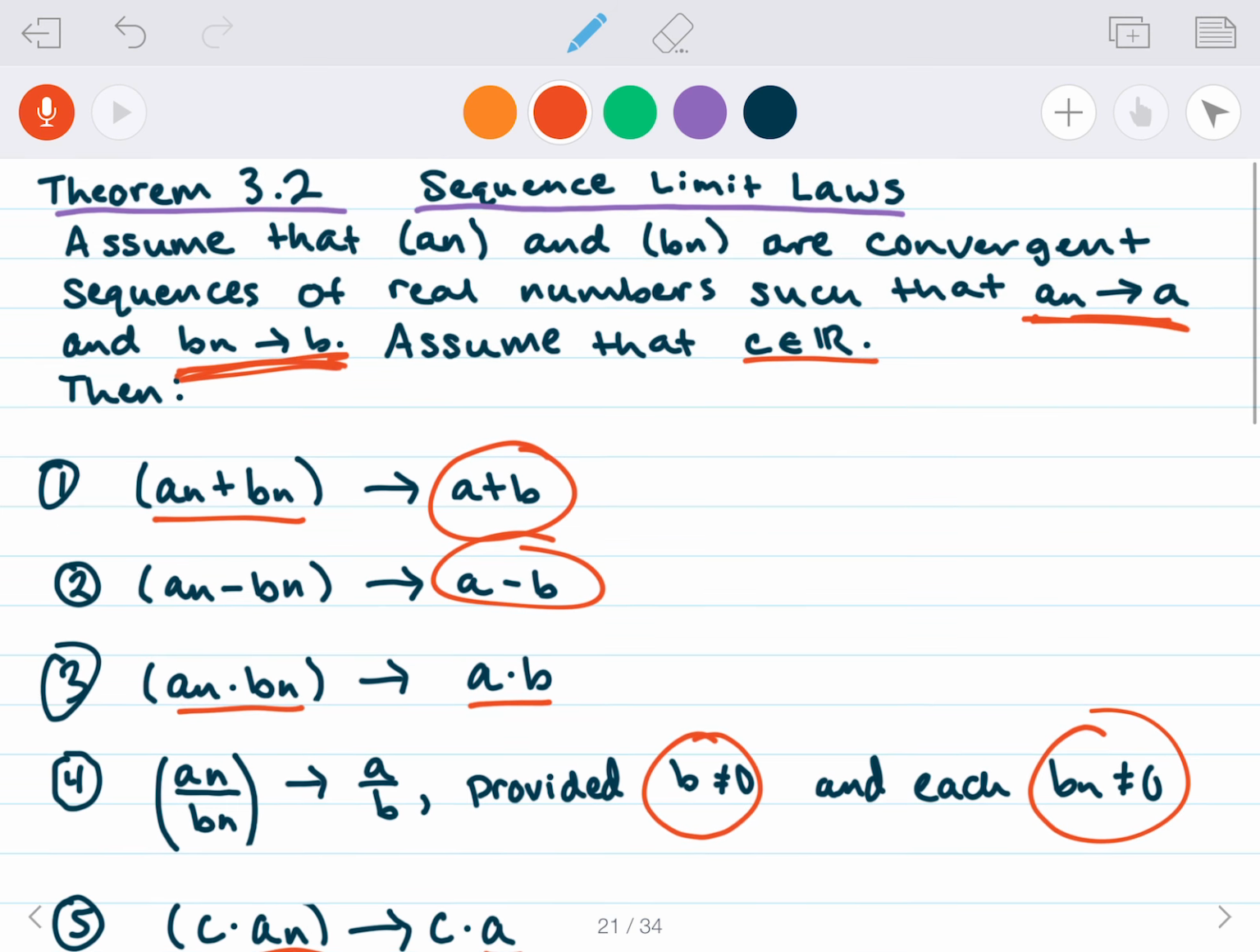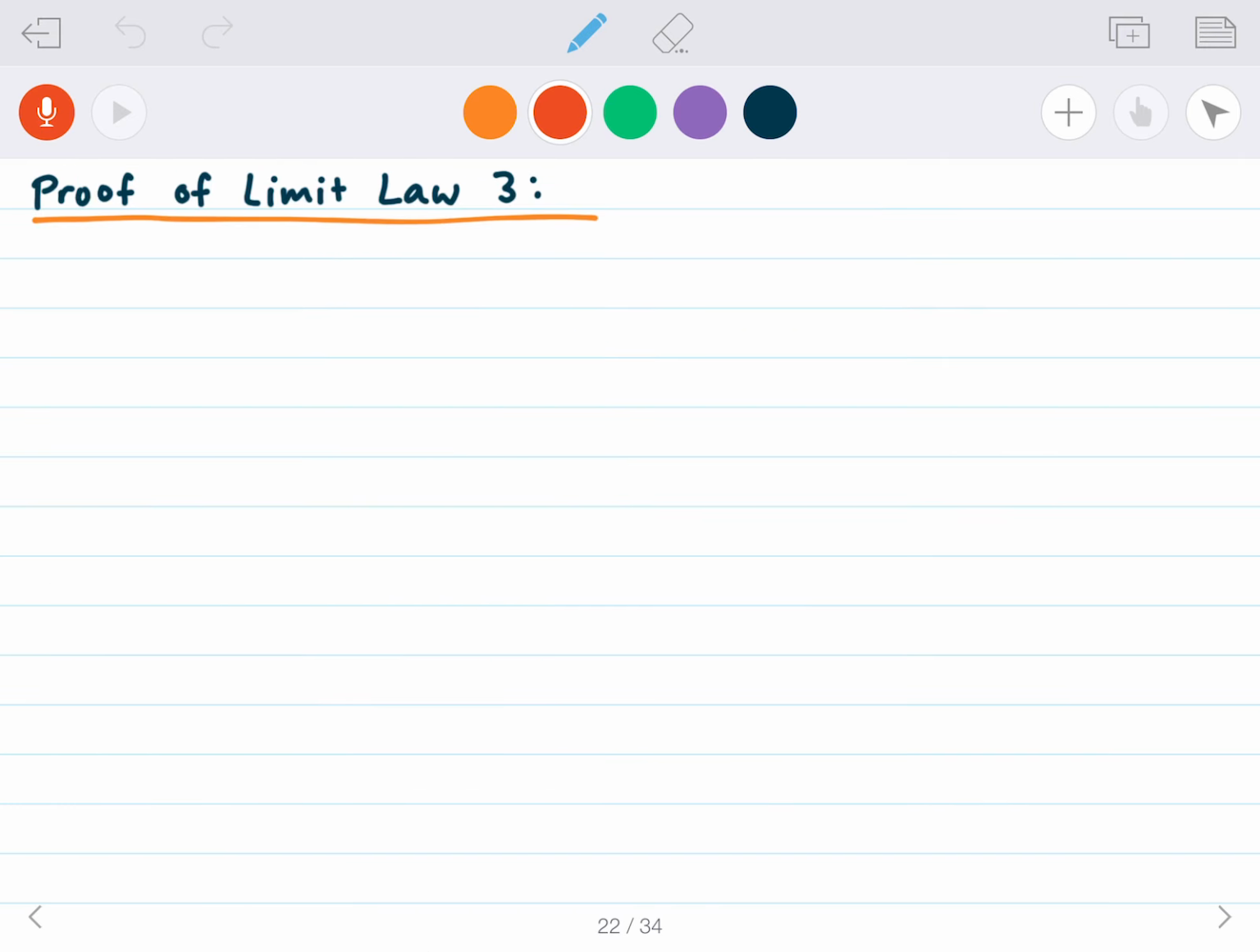So I think I'm going to prove number 3 at the end of the video if we have time. If not, I will refer you to the textbook, but let's go ahead and move forward and come back to the proof of limit law 3.